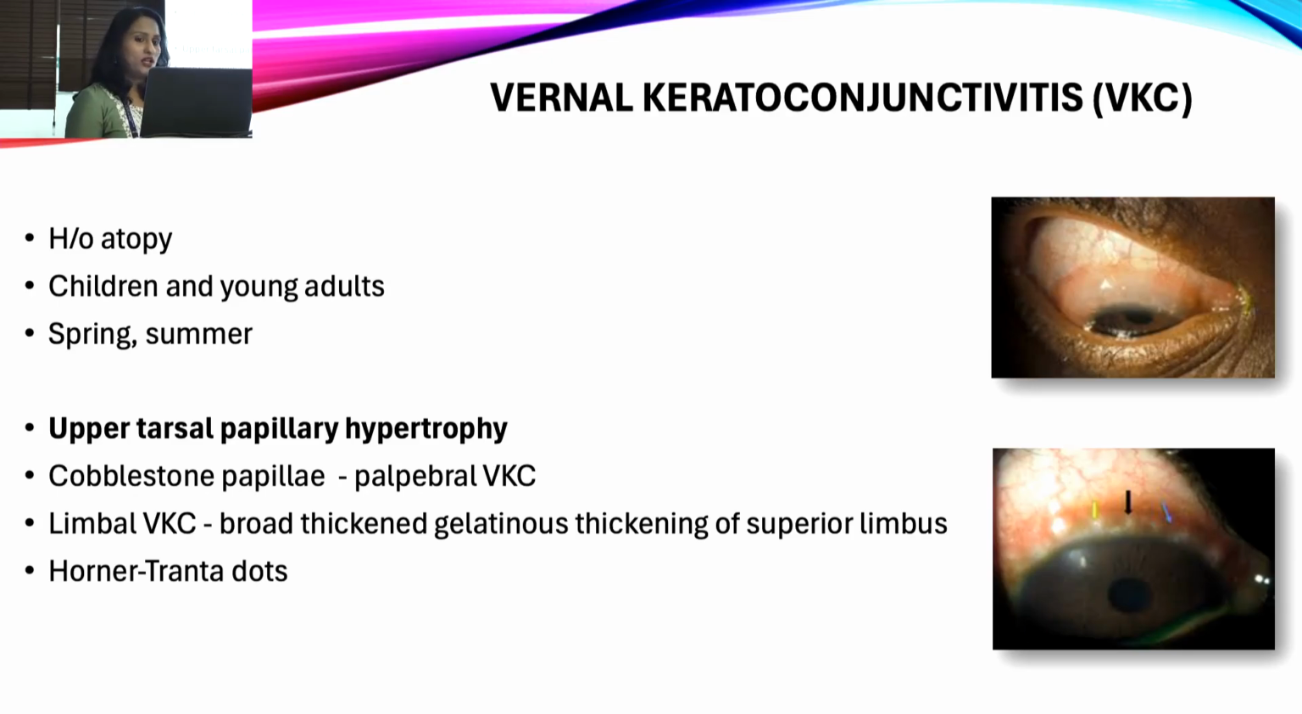Another entity is the vernal keratoconjunctivitis. These usually affect children and young adults, and they also have a history of atopy. It is usually exacerbated in the spring and summer months, and they have upper tarsal papillary hypertrophy, and cobblestone papillae can also be seen. Here the classic in limbal VKC, we will see these broad thickened gelatinous thickening of the superior limbus, and Horner Trantas dots, which are the white dots that you see on the superior limbus. That is how you differentiate VKC.